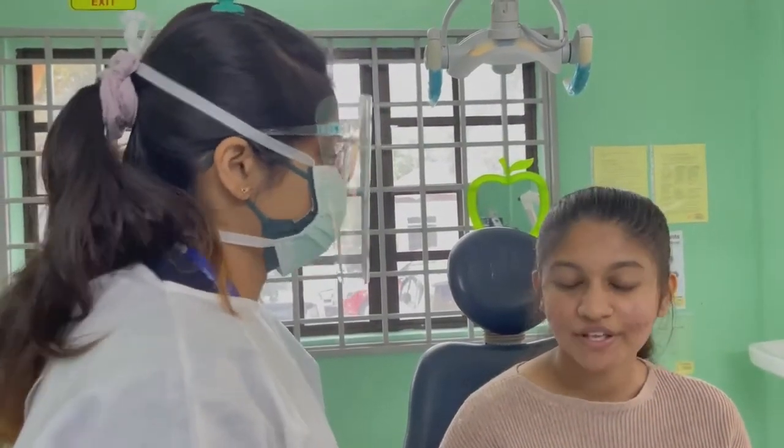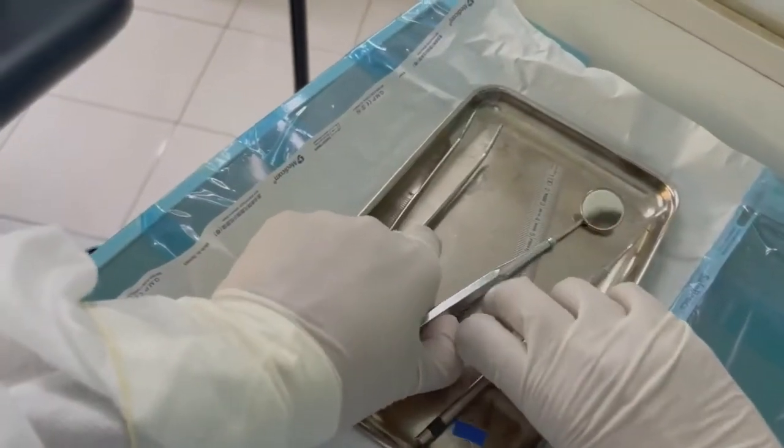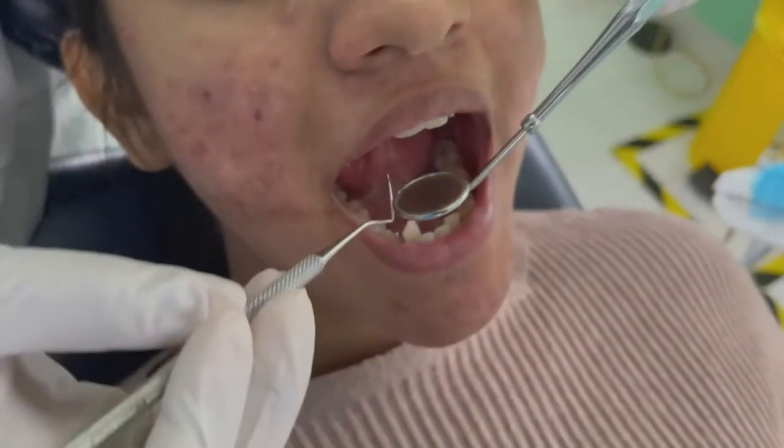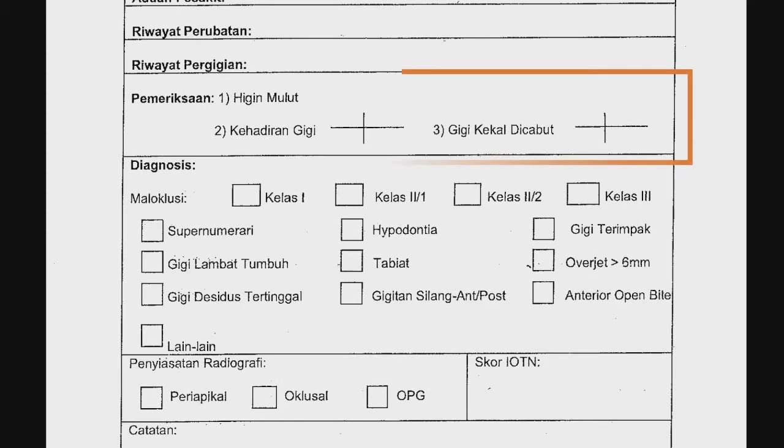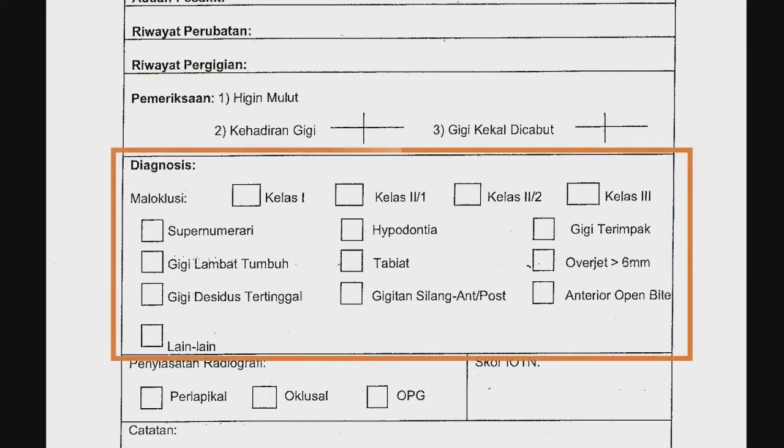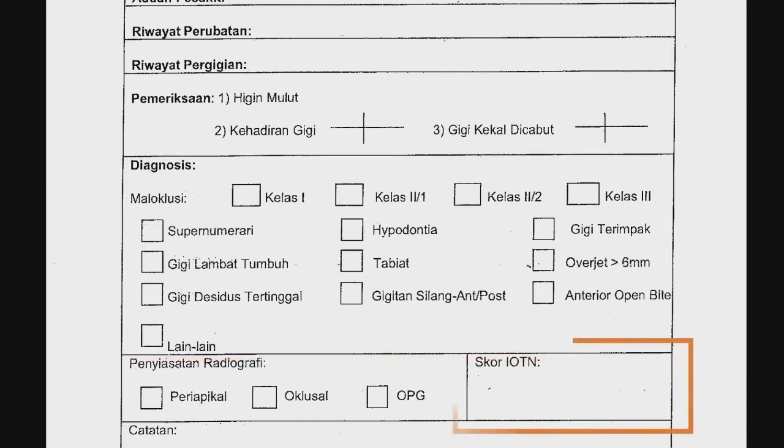We'll move forward to the intraoral, where I will be checking inside your mouth, okay? As we examine intraorally, we must check the oral hygiene, count the teeth present, and take note if any permanent teeth have been extracted or not. And then we move on to the diagnosis for the malocclusion and finally the IOTN scoring.